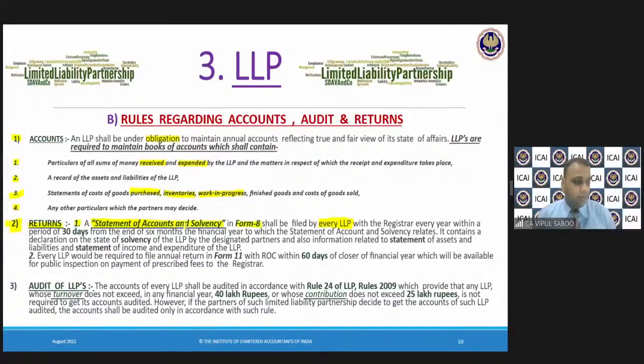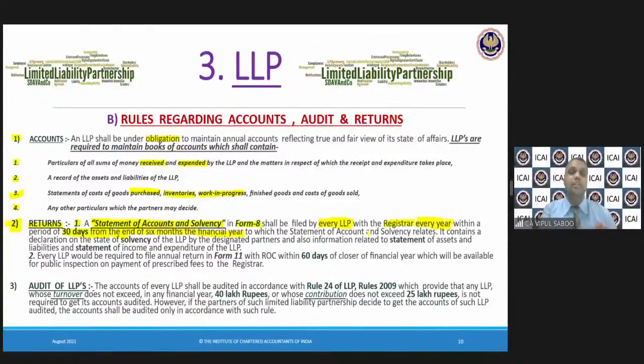So a statement of accounts and solvency in Form 8 shall be filed by every LLP with the registrar. This registrar is the Registrar of Companies only, ROC. Every year, mind you, every year. So this is an annual form. Form 8 is an annual form. Within a period of 30 days, within 30 days from... see, this "from" is very important. 30 days from the end of 6 months of the financial year to which the statement of account and solvency relates.